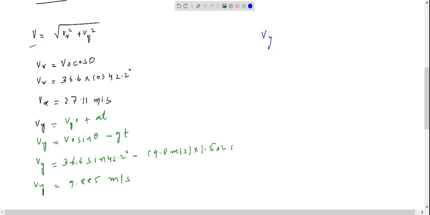Putting these values in this equation, we get V equal to the square root of 27.11 square plus 9.88 whole square. So therefore V is equal to 28.9 meters per second.